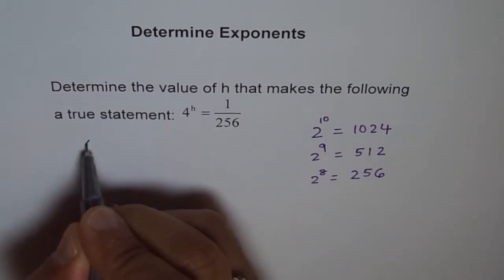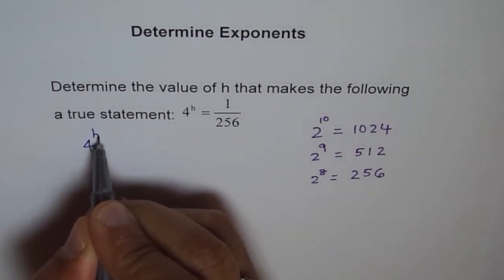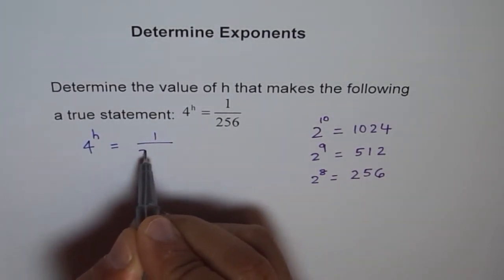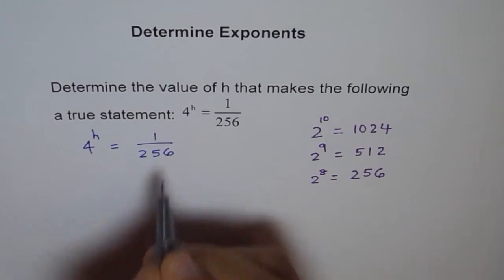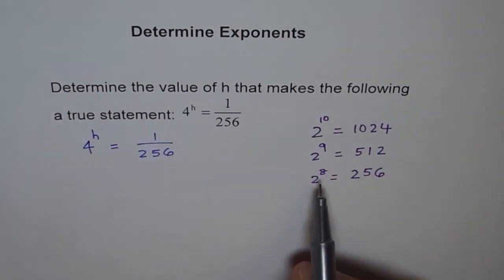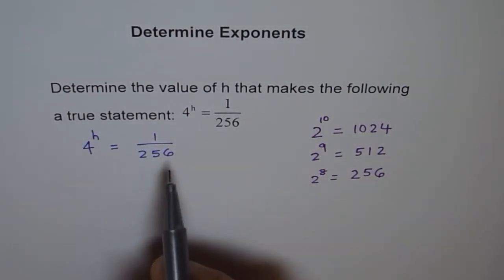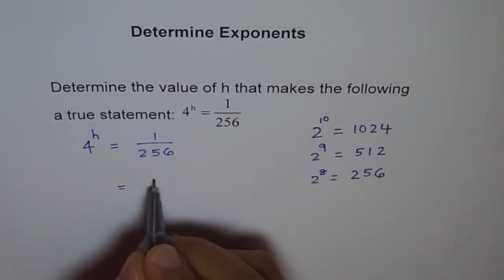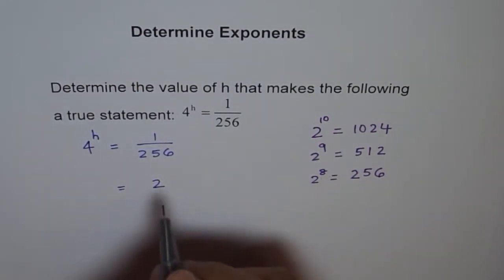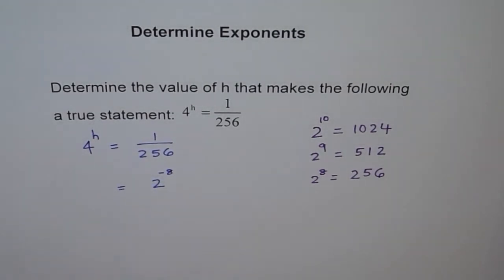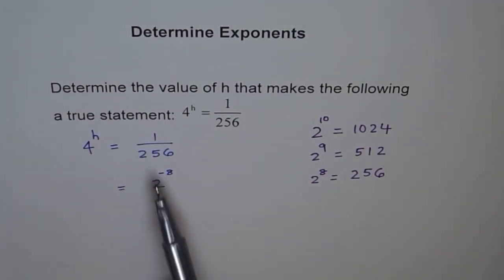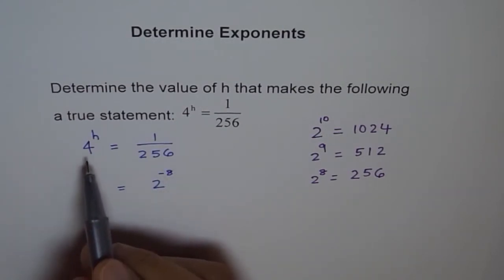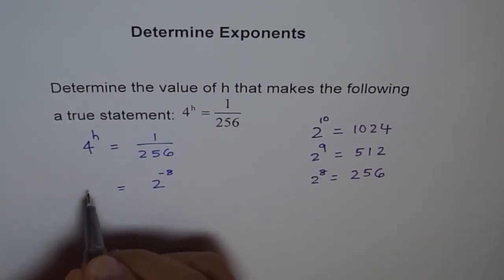So we have this equation: 4 to the power of h is equal to 1 over 256, correct? Now, you know 2 to the power of 8 is 256, but what is this? This is 1 over 256. Therefore, I can write this as 2 to the power of minus 8. Is that okay? Minus 8. That means 1 over 256, correct? That's right.